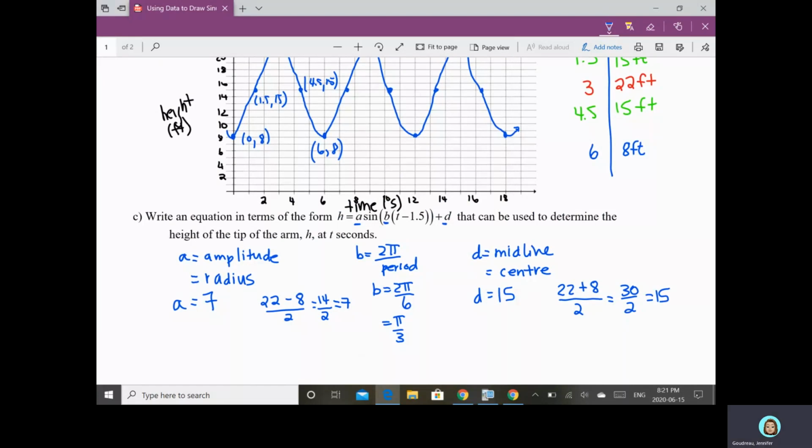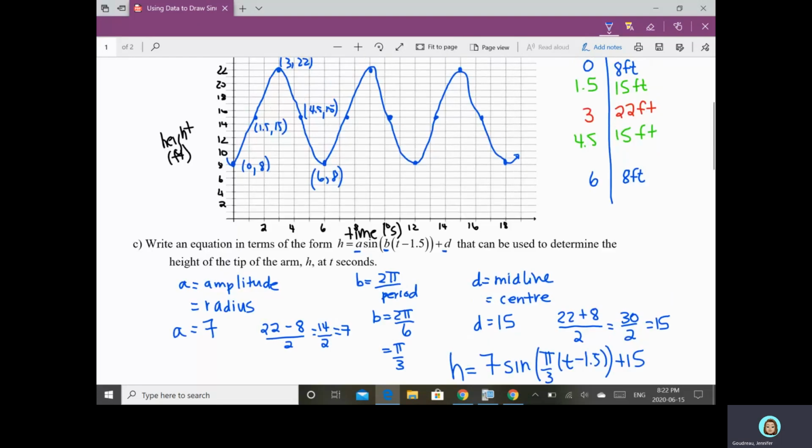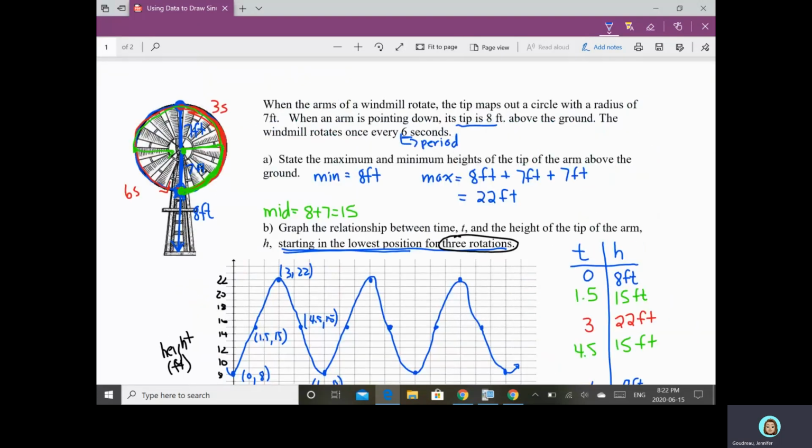Let's go ahead then and write our equation. H equals 7 times the sine of pi over 3, t minus 1.5. So recognize there is a c value there. It's given to us. Finally, plus 15. And there we have our equation. That shows this graph. That represents this data.